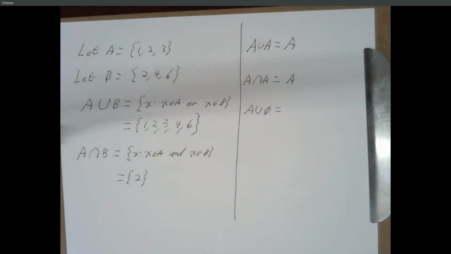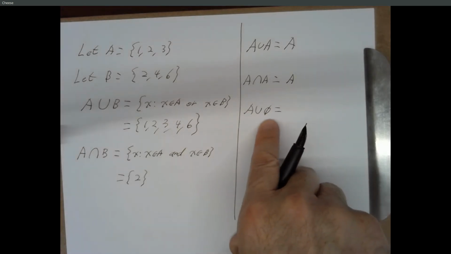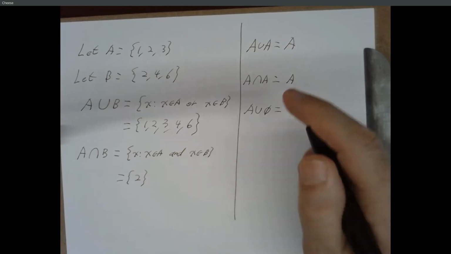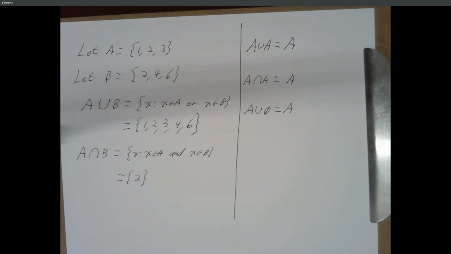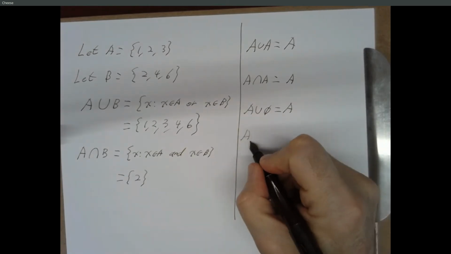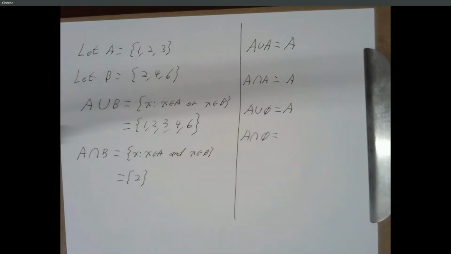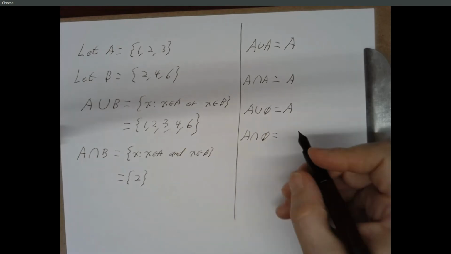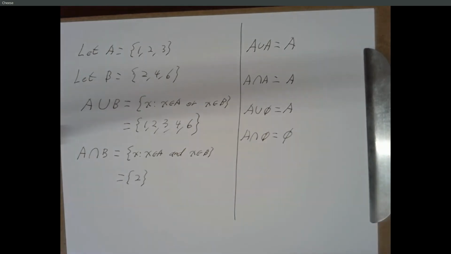What about A union the empty set? It's a set of things that are in A or that are in the empty set. Well, there's nothing in the empty set. So it ends up being just a set of things that are in A. A intersect the empty set, what's that going to be? That's the empty set because it's a set of things in A and also in the empty set. Well, there's nothing in the empty set, so there can't be anything in the intersection.